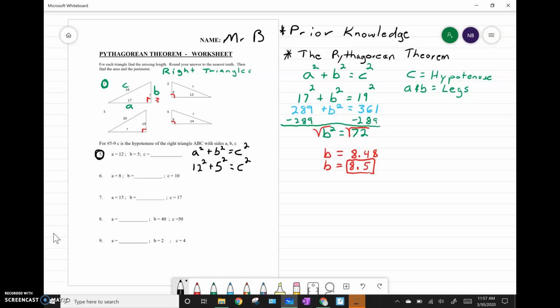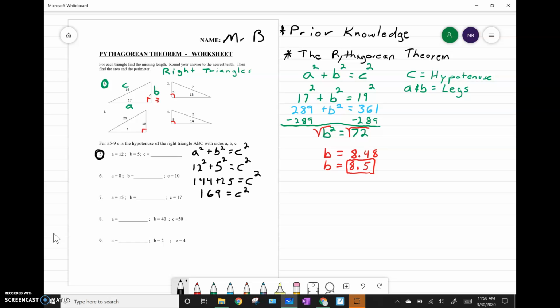With our calculator, we type in our numbers and square them. 12 times 12 is 144, and 5 times 5 is 25, which equals C squared. So I'm just going to add those together, and I get 169 equals C squared. Again, we don't want C squared, we want just C by itself.